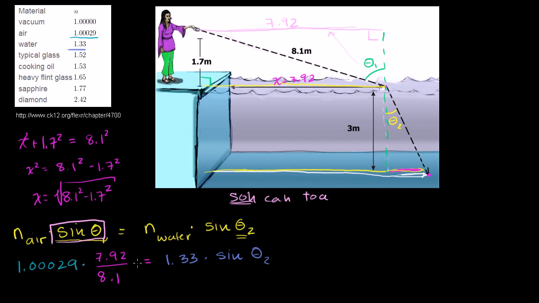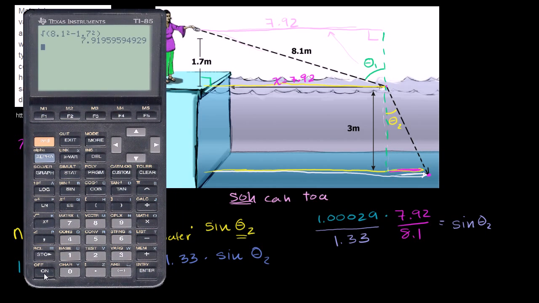So I'll do it over here. If you divide both sides by 1.33, we get 1.00029 times 7.92 over 8.1, and we're also dividing by 1.33. That is going to be equal to sine of theta 2. So let's figure out what that is. Let's get the calculator out.